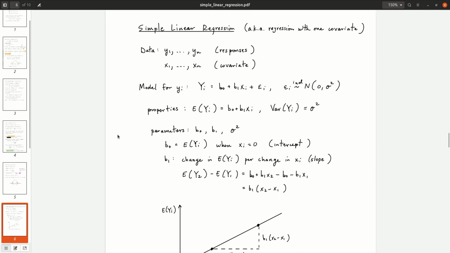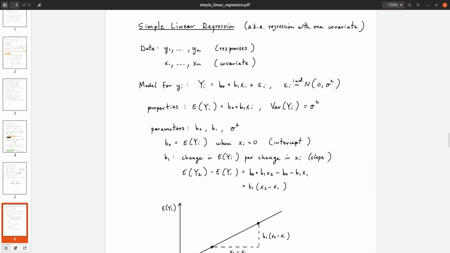All right, now let's take it up a notch, and we're going to talk about simple linear regression. This is just a term used to define linear regression with a single covariate. In this case, our data are going to be two different things. We have y1 to yn, which we call the responses. And associated with each response, we have an additional piece of information, x1 to xn, that we call the covariate.